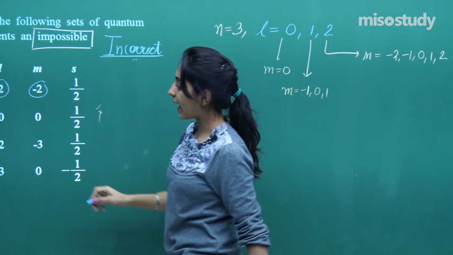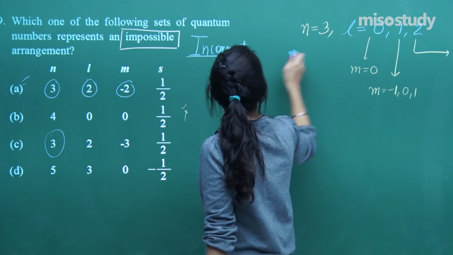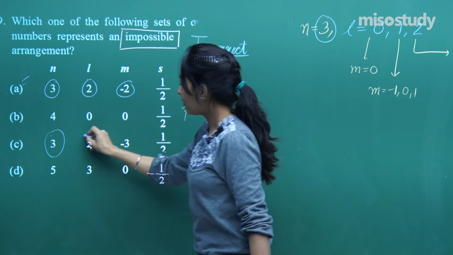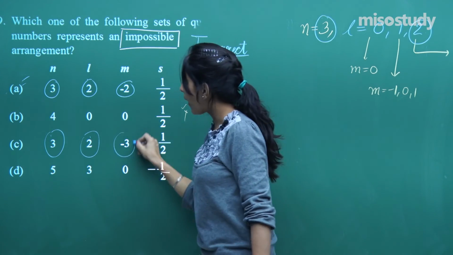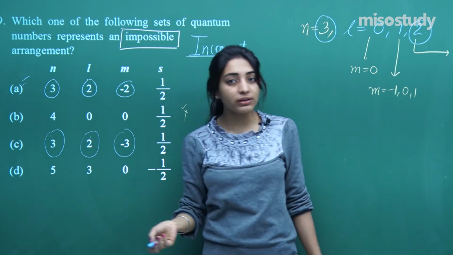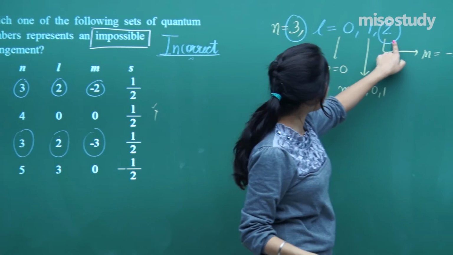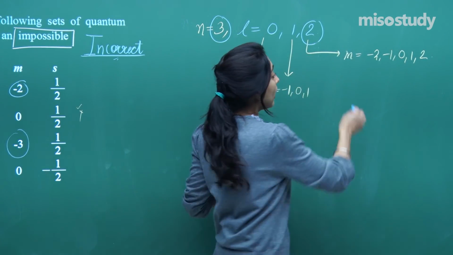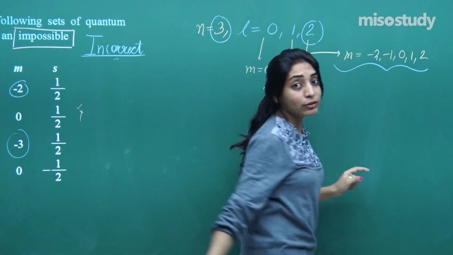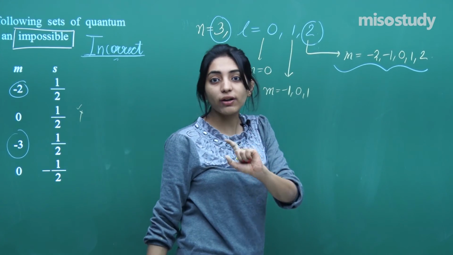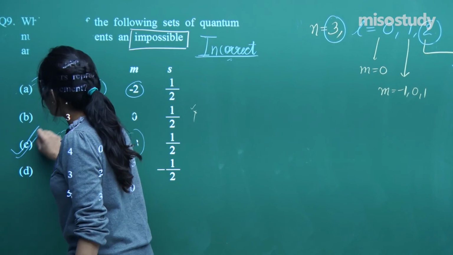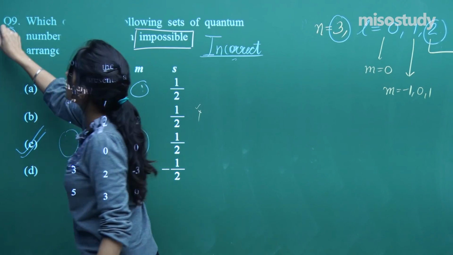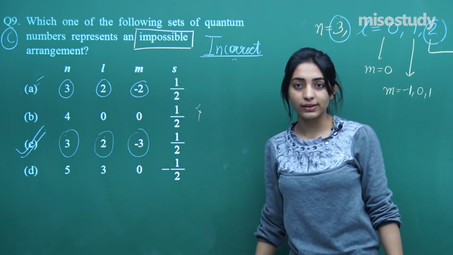Option says n is 3, okay, okay, L is 2, okay, okay, m is minus 3. How can this be possible? When the value of L is 2, m can be only minus 2 to 2. So there is no point of getting minus 3. So this is the incorrect option and hence the answer to our question.